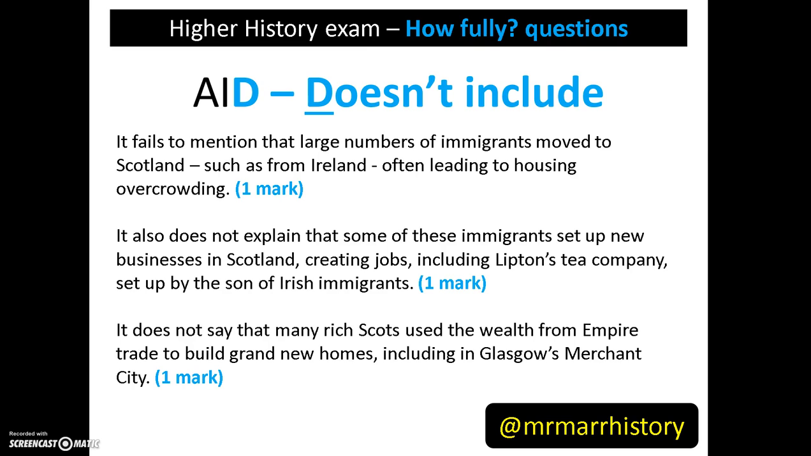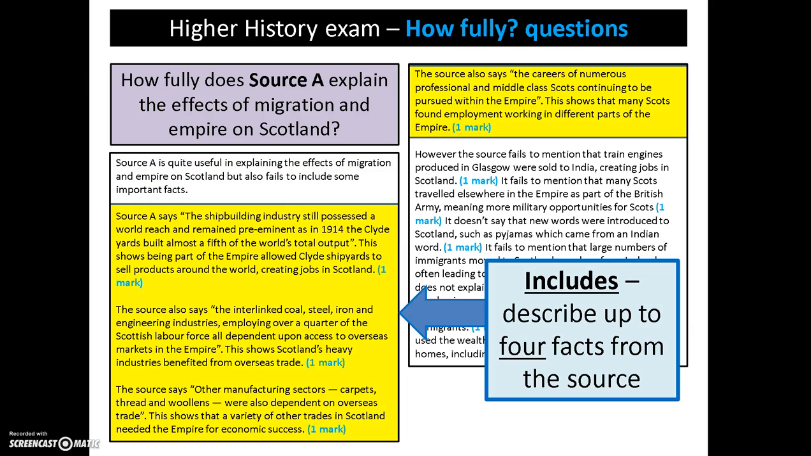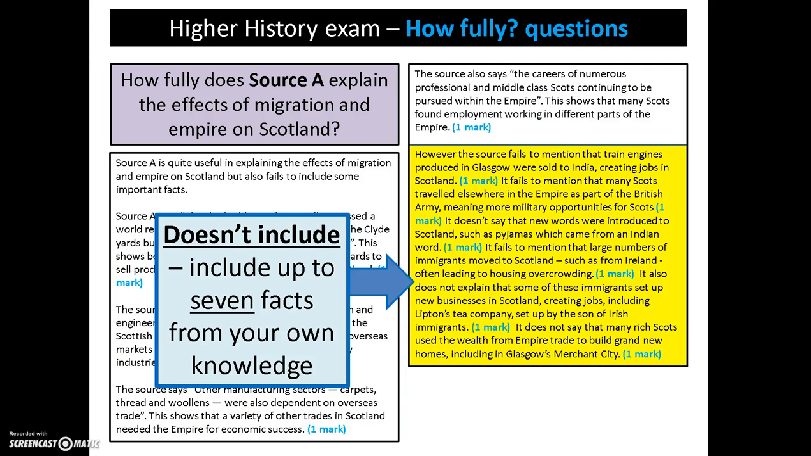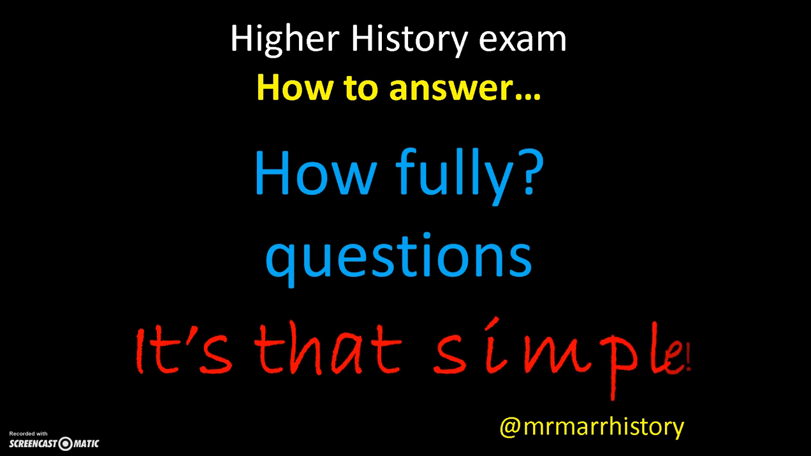Let's look at the answer then in summary. Using our AID structure, we start off by giving an answer to the question. We then talk about what the source includes, and we can give up to 4 facts from this. Finally, we talk about what it doesn't include, and we can give up to 7 facts from our own knowledge. Higher History exam, how to answer how fully questions. It's really that simple.